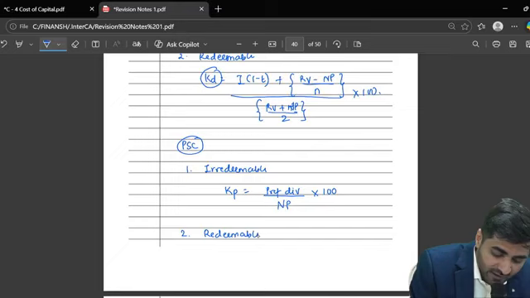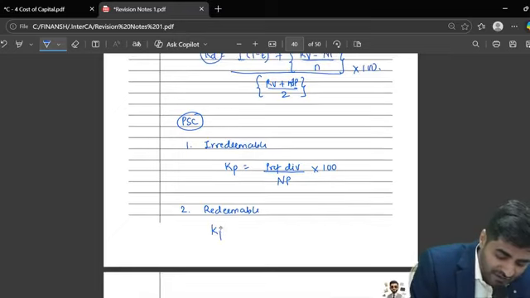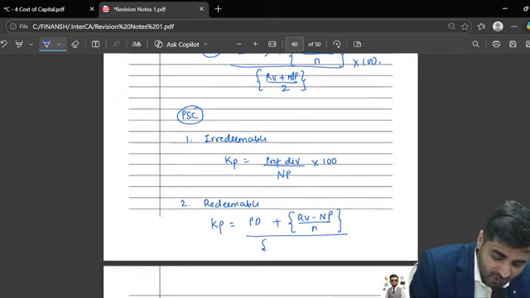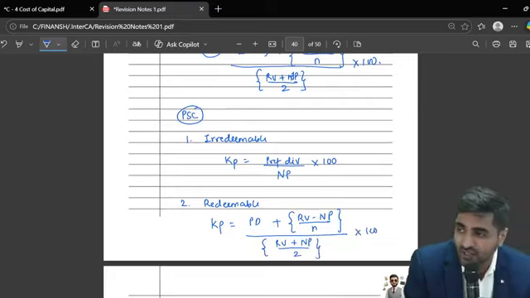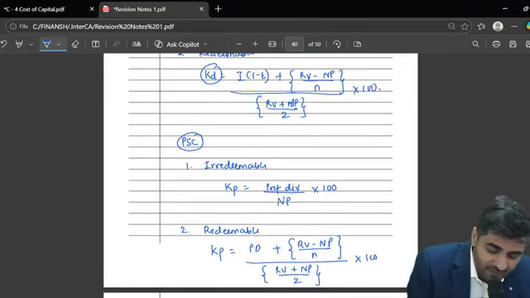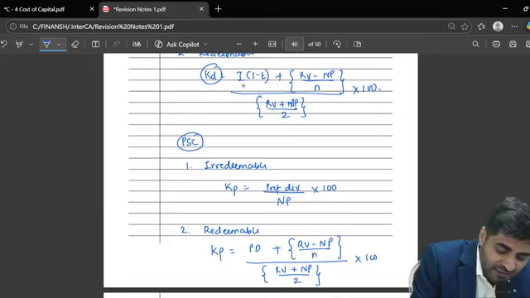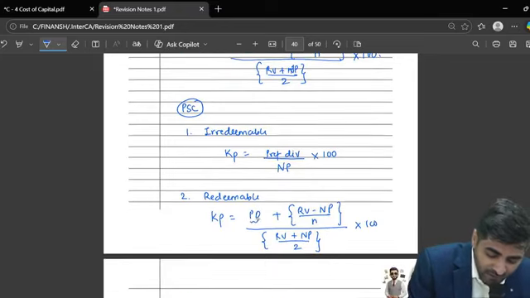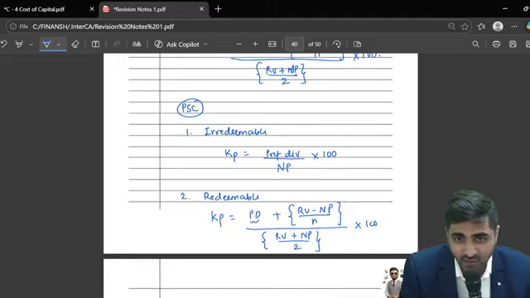And what about the second part, when the KP is redeemable in nature? In that particular case, your KP will be preference dividend plus RV minus NP upon N, and we are going to divide this by RV plus NP upon 2 into 100. So that is how we calculate your KP which is going to be redeemable. Always remember that in redeemable, the only difference is that instead of interest into 1 minus tax, preference dividend will come here. Rest all the other things are going to remain the same.